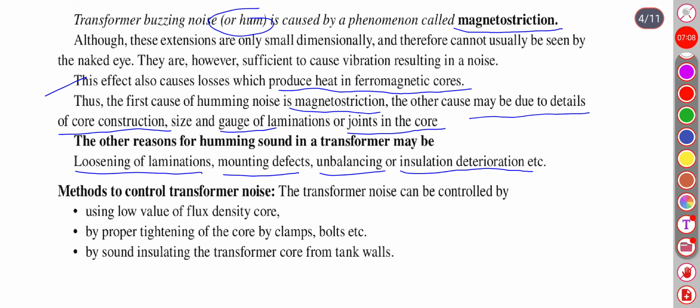Methods to control transformer noise. First one is using a low value of flux density in the core, proper tightening of the core by clamps and bolts, and sound insulating the transformer core from the tank walls.